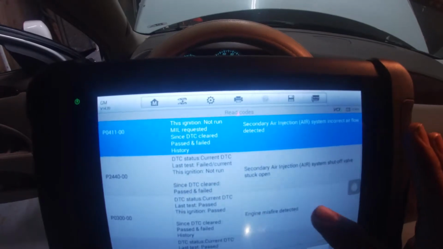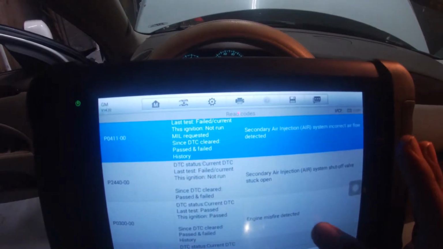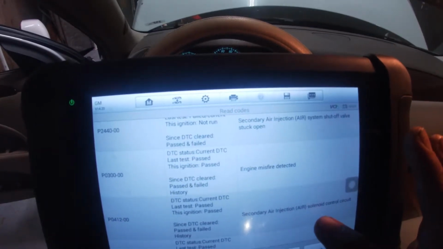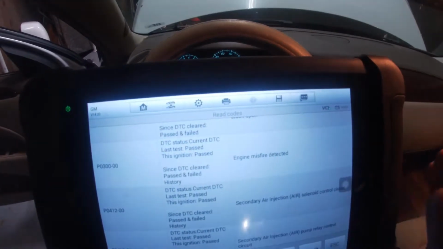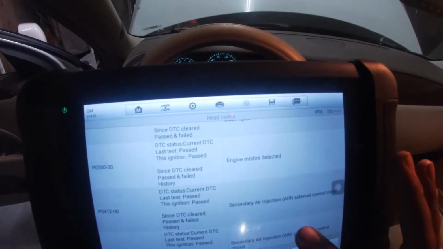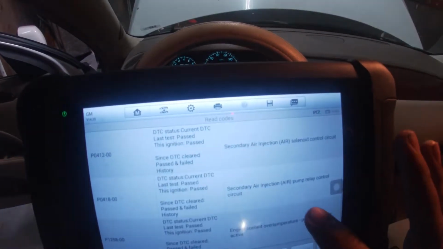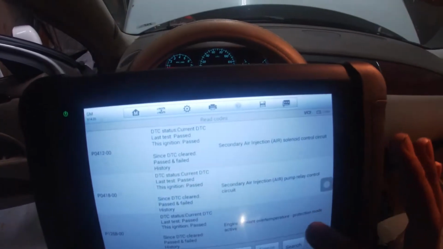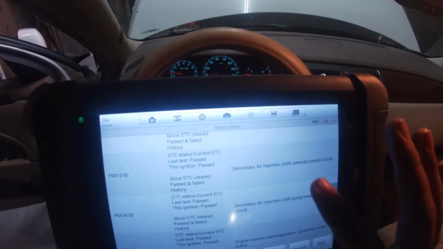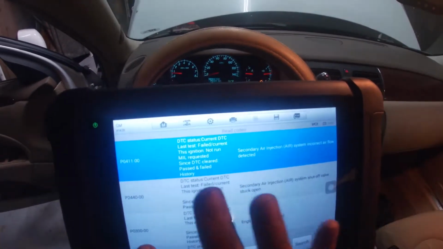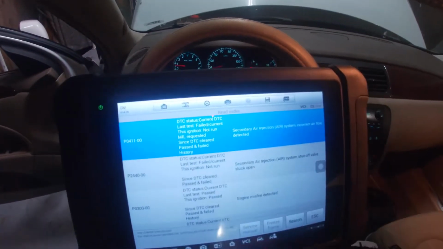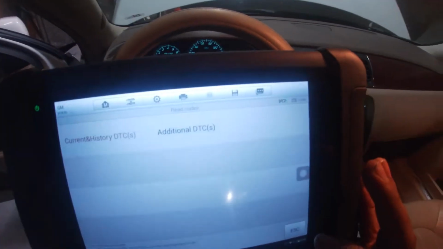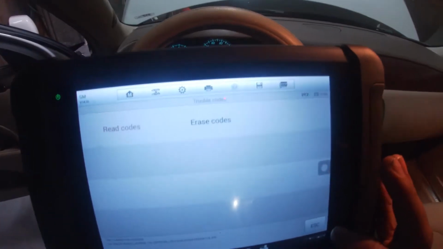Okay, so we got a secondary air injection system, incorrect airflow, system shutoff valve stuck open. Okay, here's our misfire code here. Not a cylinder specific code, which means now we have to figure out which cylinder is giving us the problem. All this is secondary air injection code. The only one that I'm going to worry about for right now is this misfire code. So I'm going to exit.